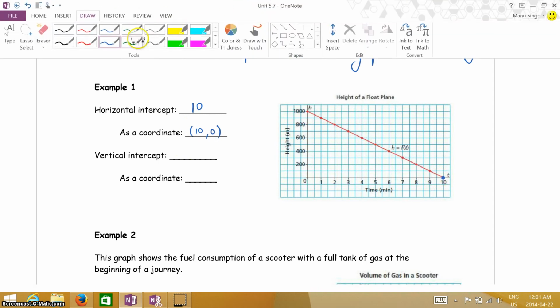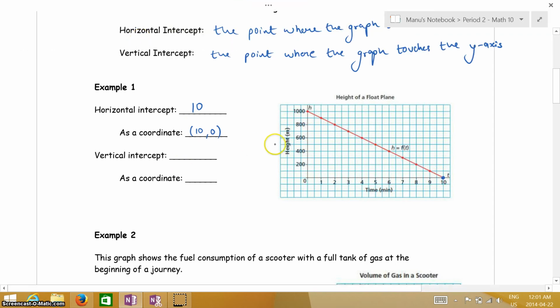Similarly, the vertical intercept represents the point where the graph touches the y-axis. So in this case, the graph touches the y-axis right here. So the vertical intercept is 1000. And as a coordinate, that would mean the point 0, 1000.